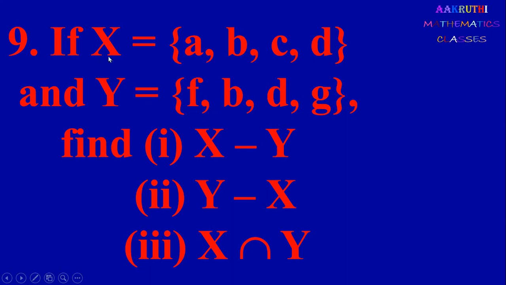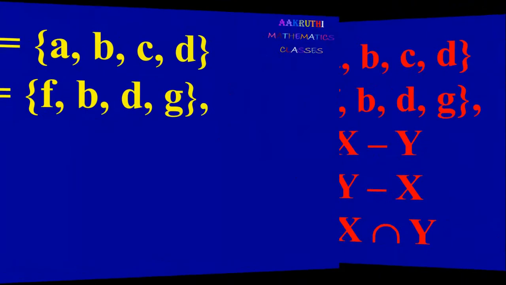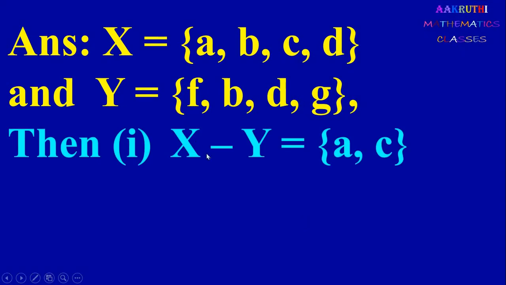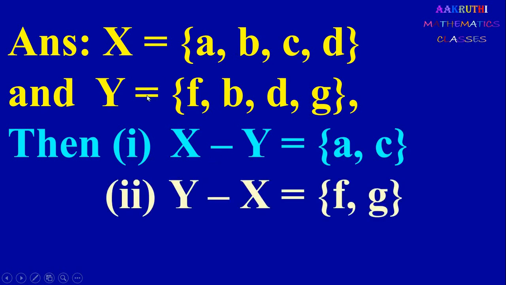Next question, if x equal to set ABCD, set y equal to FBDG, find x minus y, y minus x and x intersection y. Now here x is ABCD, y is FBDG, so therefore x minus y. Now here common elements are B and D, remaining element is AC, so therefore x minus y is AC. Next it is y minus x. Now from y you have to subtract common elements. B and D are common. Remaining element is F and G. So therefore y minus x is F and G.